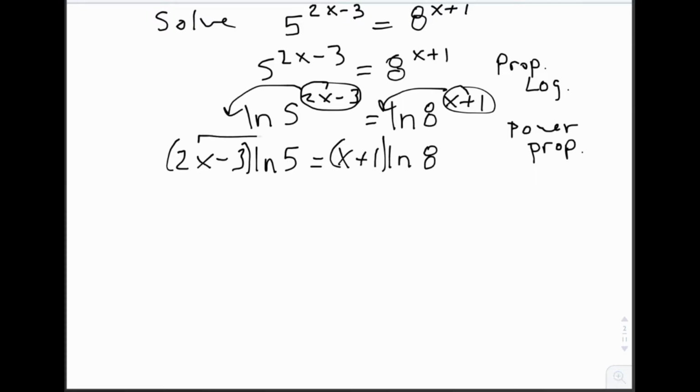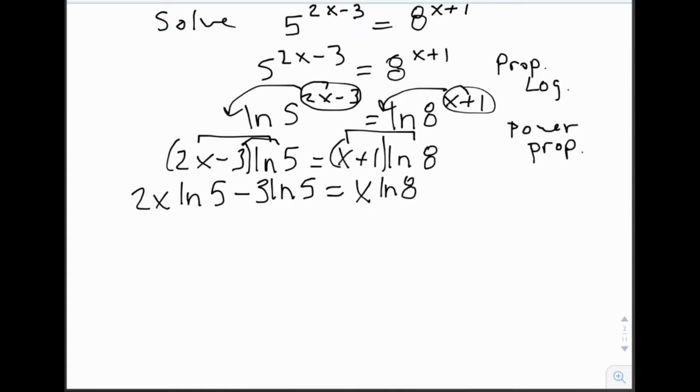So the 2x times the natural log of 5 will get me 2x natural log 5, minus the 3 times the natural log 5 will get me 3 natural log 5, and that's going to be equal to x times the natural log of 8, so x natural log 8, and then finally plus the 1 times the natural log of 8, or in our case just a positive natural log of 8.